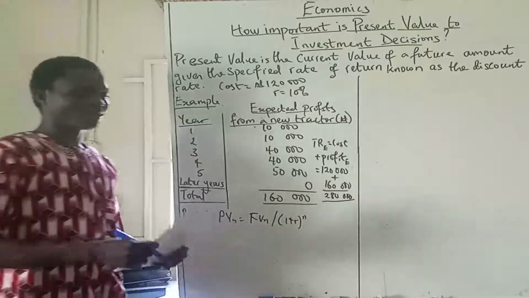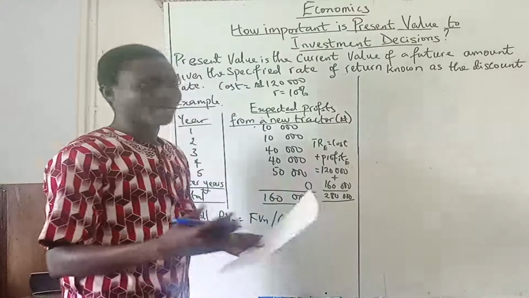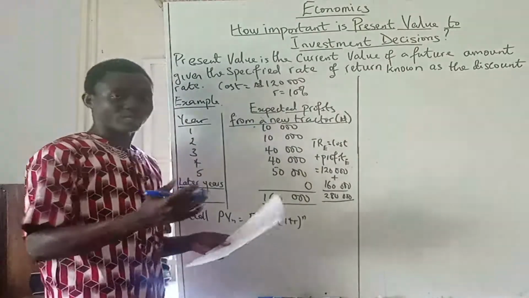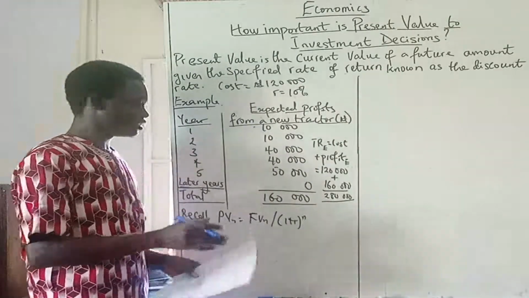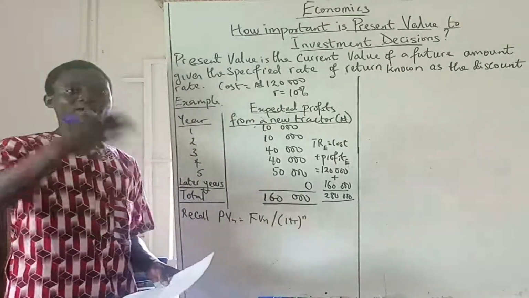Now let us look at it from the aspect of present value to see the amount of money that should be allocated today in order to yield an expected profit of 160,000 over 5 years.